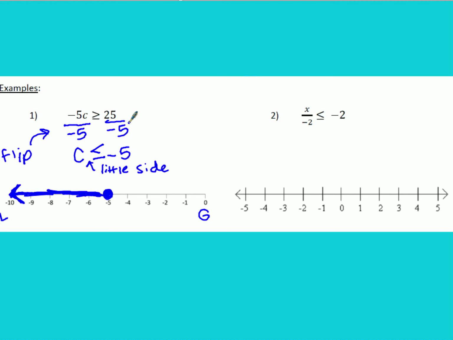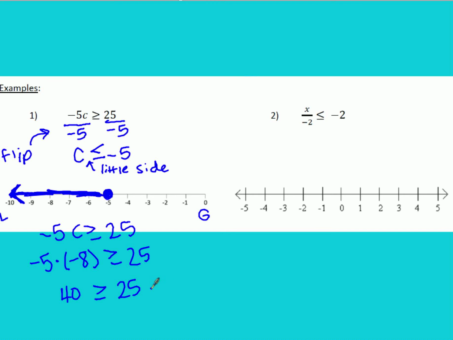So now if we check this, we can even start back with our regular inequality that we started with. So I had negative 5c is greater than or equal to 25. Now I shaded it over to the left, so I'm just going to pick a number that I shaded above. Like let's say if we use negative 8 here. I do negative 5 times negative 8 should be greater than or equal to 25. A negative times a negative is a positive, and 5 times 8 is 40. So that gets me 40 is greater than or equal to 25. That's true, so we know we shaded to the correct direction, and we solved this inequality correctly.